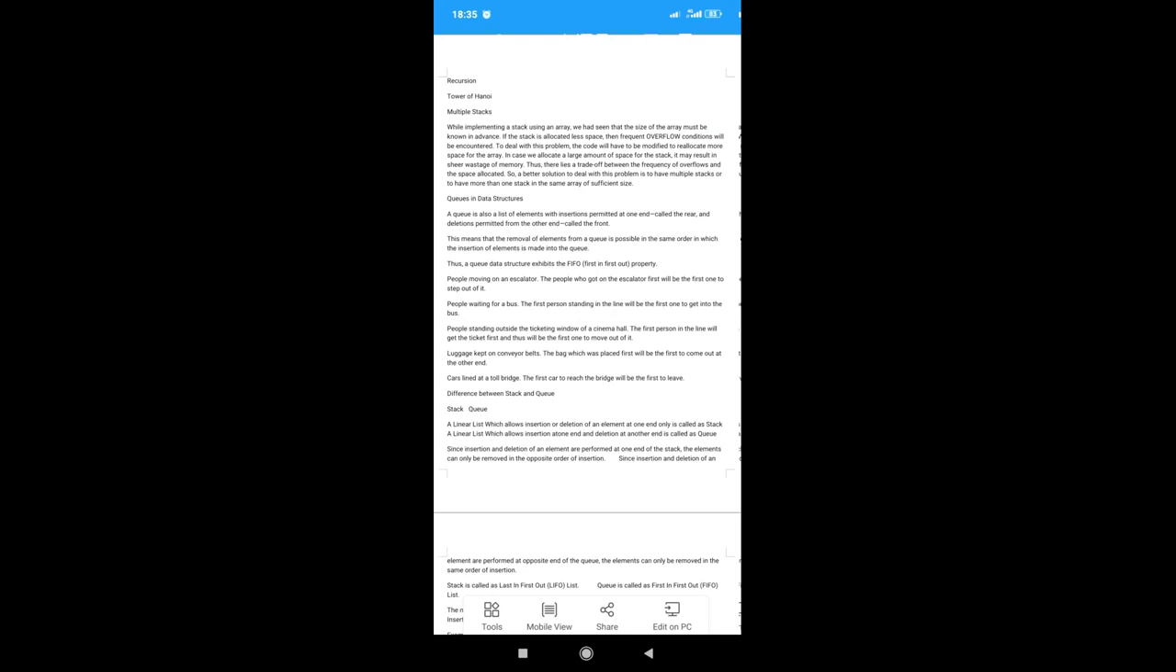Okay, now the last one here is called linked list. Linked list stores a collection of items in a linear order. Each element or node in a linked list consists of a data item.